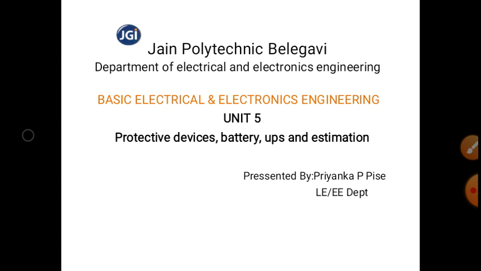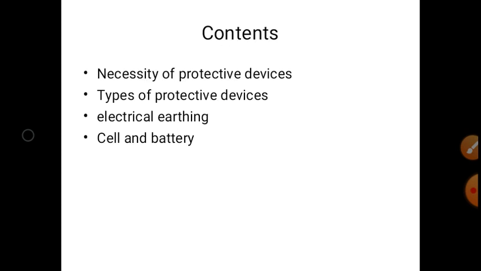The video is mainly based on the Basic Electrical and Electronics Engineering subject, Unit 5: protective devices, battery, UPS and estimation. The contents covered in this unit are the necessity of protective devices, types of protective devices, electrical earthing, and cell and battery. Moving to the first concept, it is the necessity of protective devices.